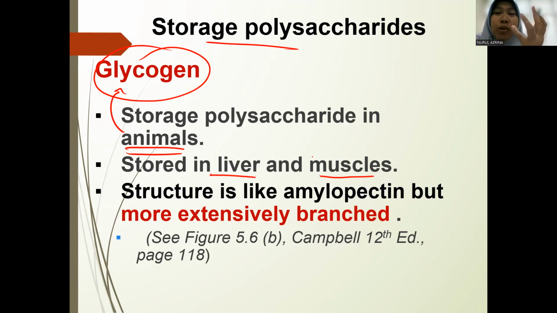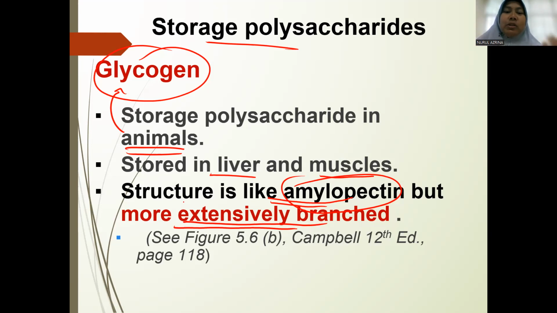So bentuk glycogen ni macam mana? Bentuk dia is somehow like amylopectin. Macam mana amylopectin tadi? Bentuk dia? It is branch and complex. So glycogen structure is like amylopectin, but it is more extensively branch. Apa maksud more extensively branch? Lagi banyak cabang. Kejap-kejap bercabang. Kejap-kejap bercabang. Okay? So that is extensively branch.